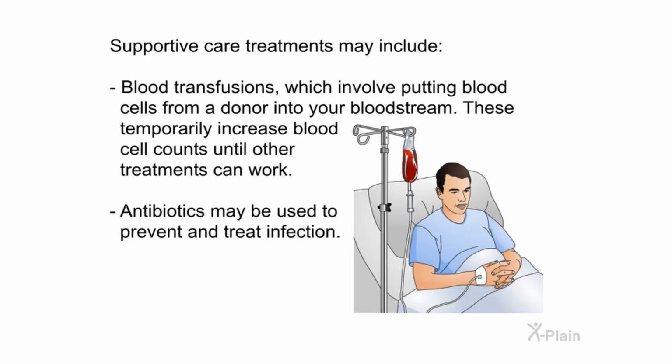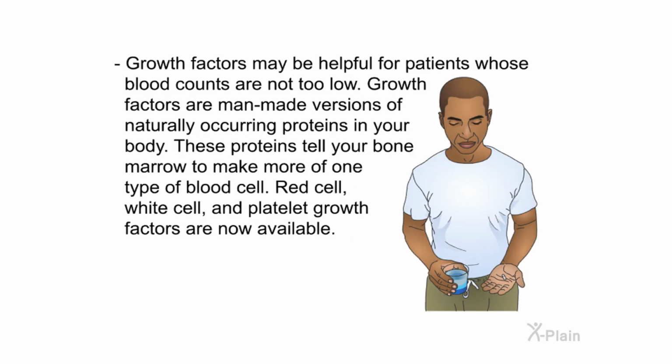Supportive care treatments may include blood transfusions, which involve putting blood cells from a donor into your bloodstream. These temporarily increase blood cell counts until other treatments can work. Antibiotics may be used to prevent and treat infection. Growth factors may be helpful for patients whose blood counts are not too low. Growth factors are man-made versions of naturally occurring proteins in your body. These proteins tell your bone marrow to make more of one type of blood cell. Red cell, white cell, and platelet growth factors are now available.